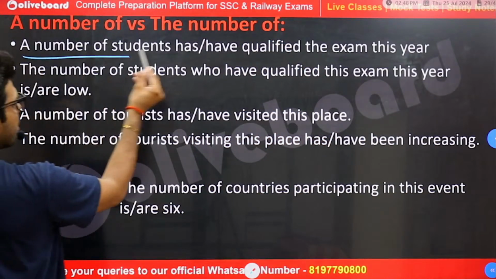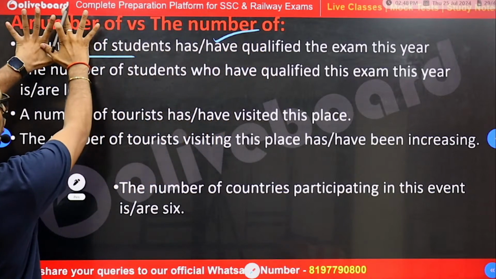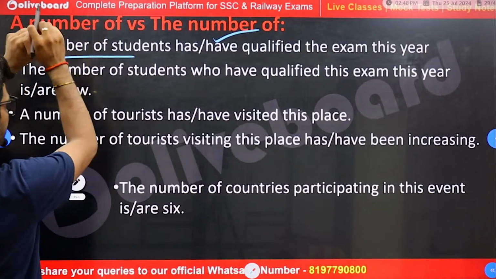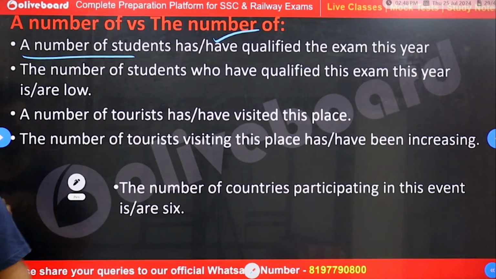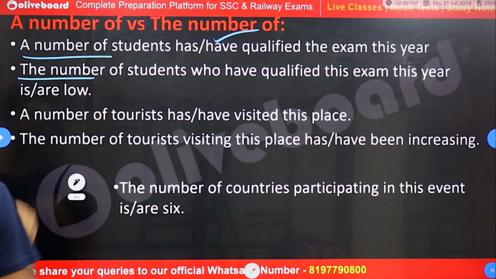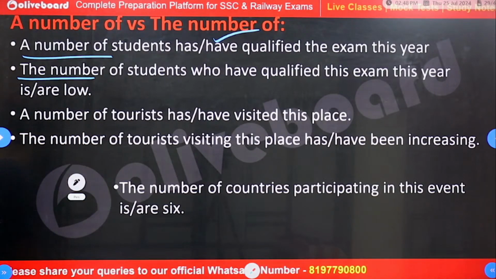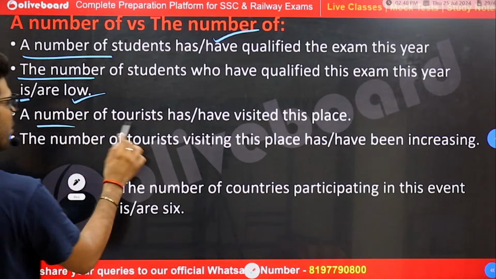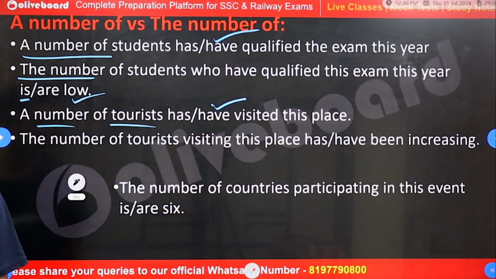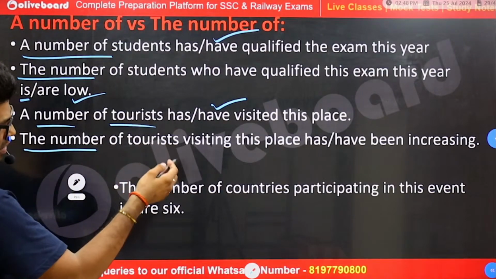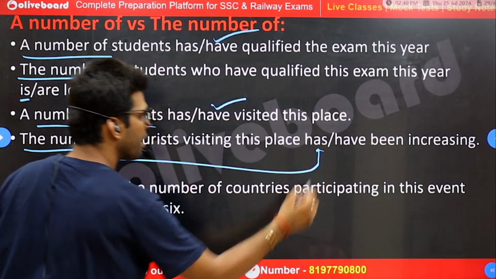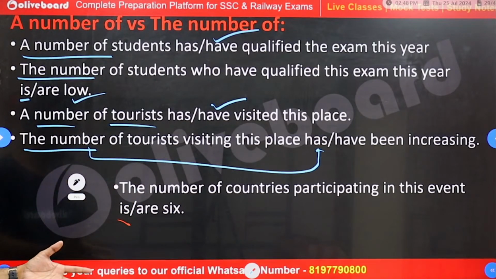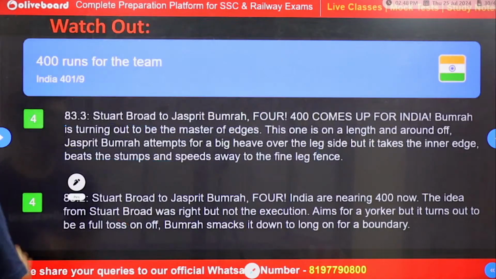A number of students have qualified, not the number. Number cannot qualify an examination, students qualify an examination, that's the subject. A number of students, many students, a lot of students. But when you talk about the number specifically, is 7, is 10, is 100, is 1000, and that number is quite low. A number of tourists have visited this place, but that number specifically of tourists visiting this place is decreasing, is increasing, or something. The number of countries is 6. 6 is the number. 6 is not the countries. I hope this is clear.